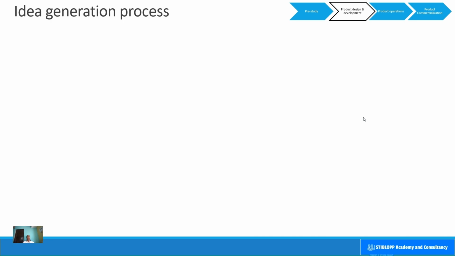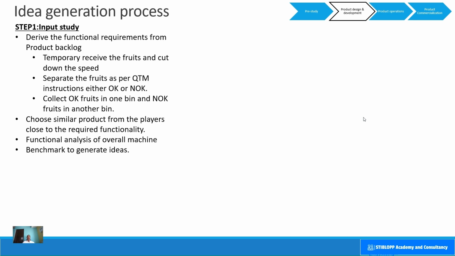Okay. What are the steps involved in the idea generation process? The first step is the input study. In the input study, first of all, we derive the functional requirements from the product backlog. I hope you remember the product backlog in the pre study. The first functional requirement is to temporarily receive the fruits and cut down the speed. The second one is to separate the fruits as per the QTM instructions, whether it is okay or not okay.